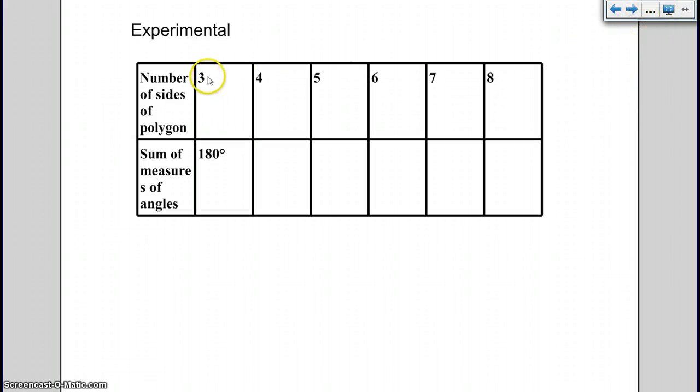The number of sides of a polygon. If I have 3 sides of a polygon, then I have 180 degrees. If I have 4 sides, then I have 360 degrees. If I have 5 sides, I get 540. And 6, I get 720. And then I get 900. And then I get 1080.